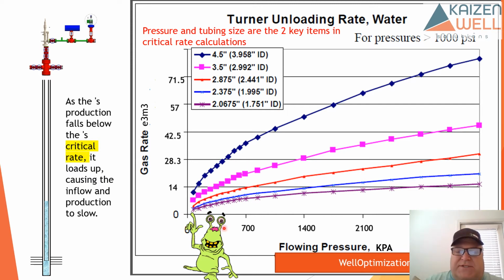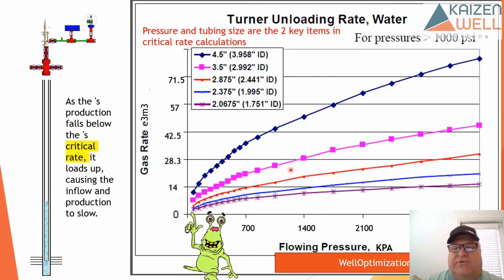A couple of things here. This is pressure in kPa. Basically, 700 kPa is 100 psi. So at 100 psi or 200 psi or 1400 kPa, you can see that 2 3/8 tubing has a critical rate of roughly 14 E3, which again is roughly about a half a million. It's probably closer to 420 MCF or something.